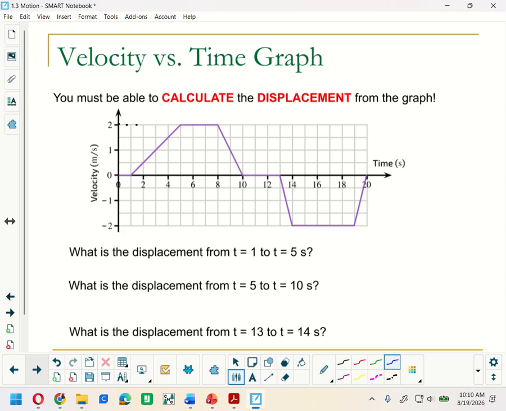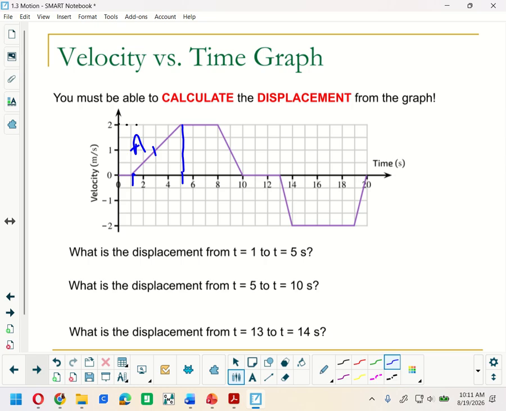Okay. All right, so let's use this information now. Displacement is what I'm looking for. So displacement from 1 to 5. I'm starting here at 1 and going to 5, which is right there. What shape is that? A triangle. So I'm going to call that one my area 1. And what I'm working towards is my change of position, which is my displacement, right?